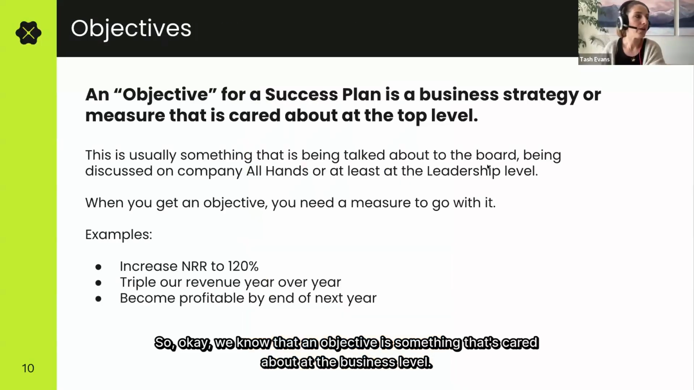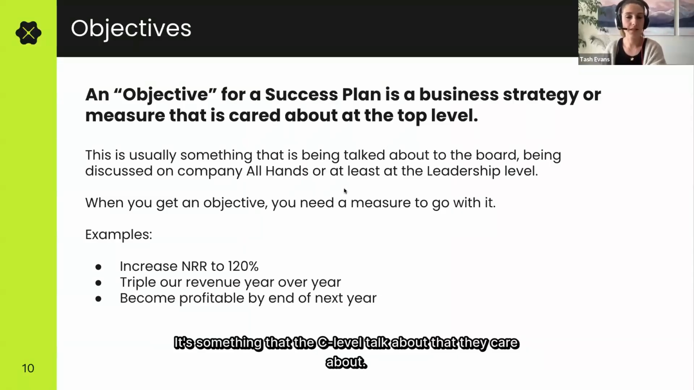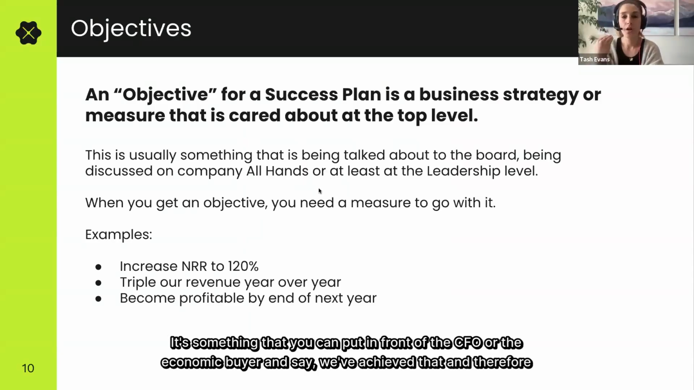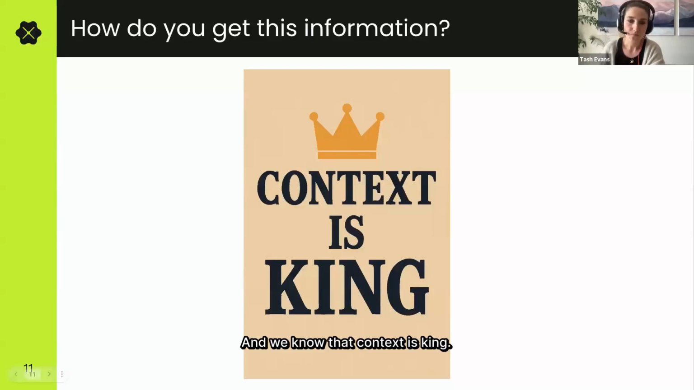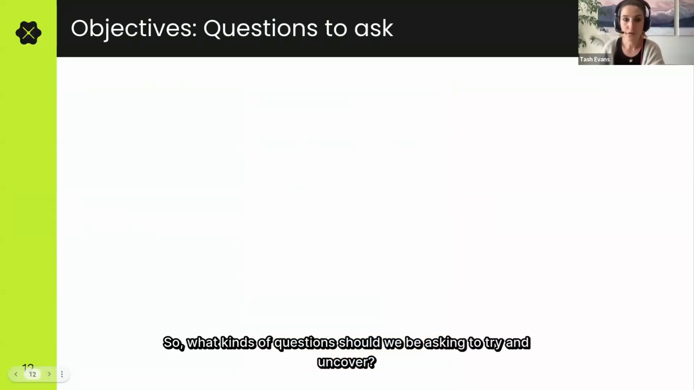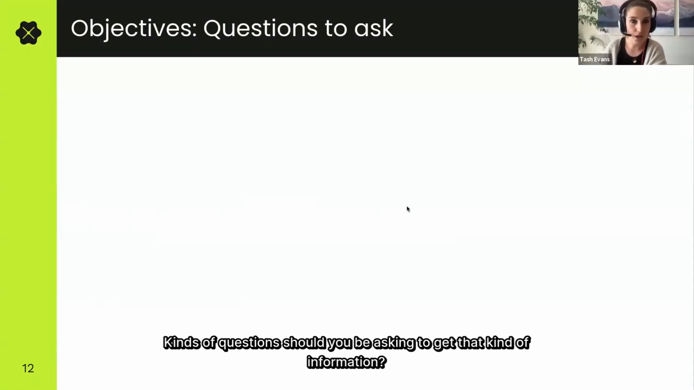So, okay, we know that an objective is something that's cared about at the business level. It's something that the C-level talk about, that they care about. It's something that you can put in front of the CFO or the economic buyer and say, we've achieved that, and therefore let's talk about renewal, let's talk about expansion. And we know that context is king. So, what kinds of questions should we be asking to try and uncover business level objectives?